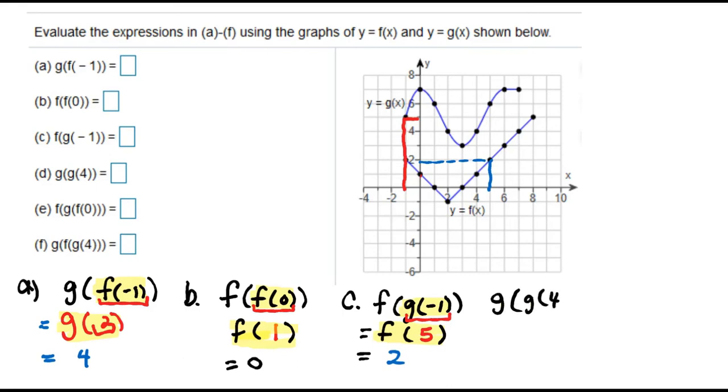G of g of 4. So we'll start with g of 4. Let's go to an x value of 4. Let's go up to the graph of g, over to that y value, and we get a y value of 4. G of 4 is 4. Now we want to find g of 4, which we just found. So having an x value of 4 going up to the graph of g gives us a y value of 4. Let's try the next one.